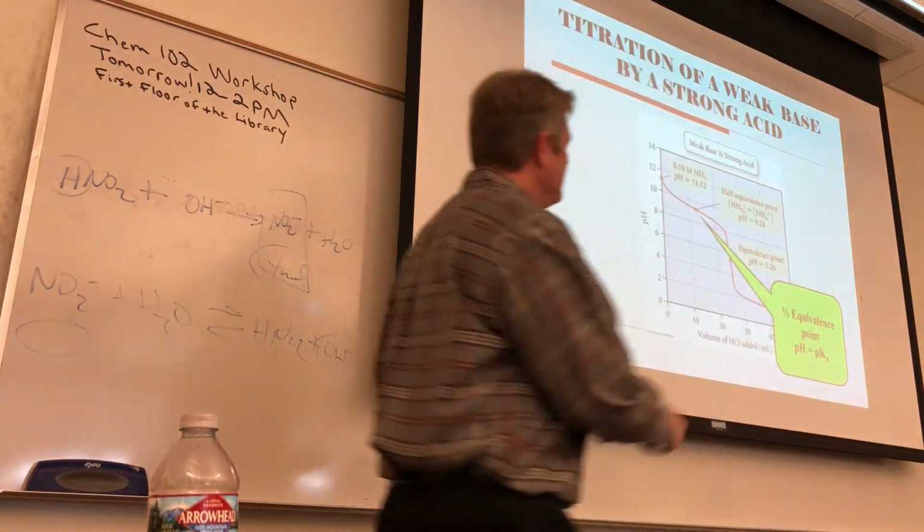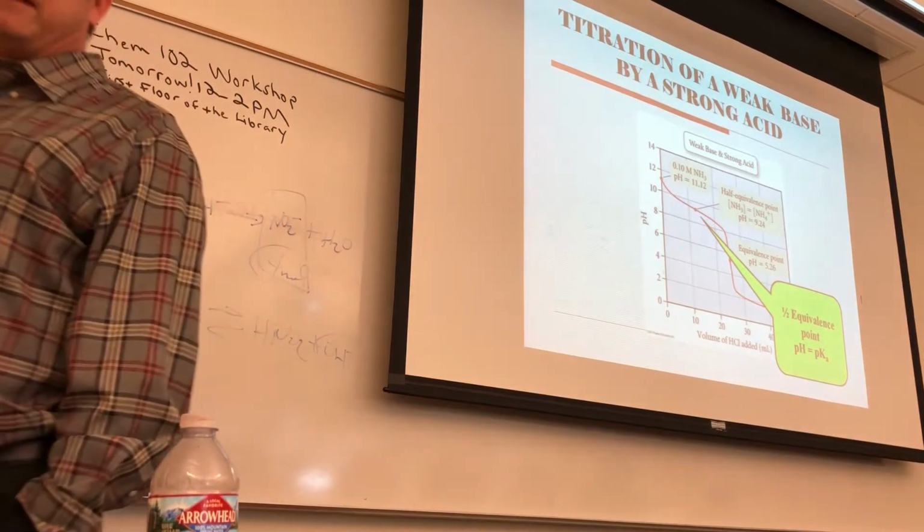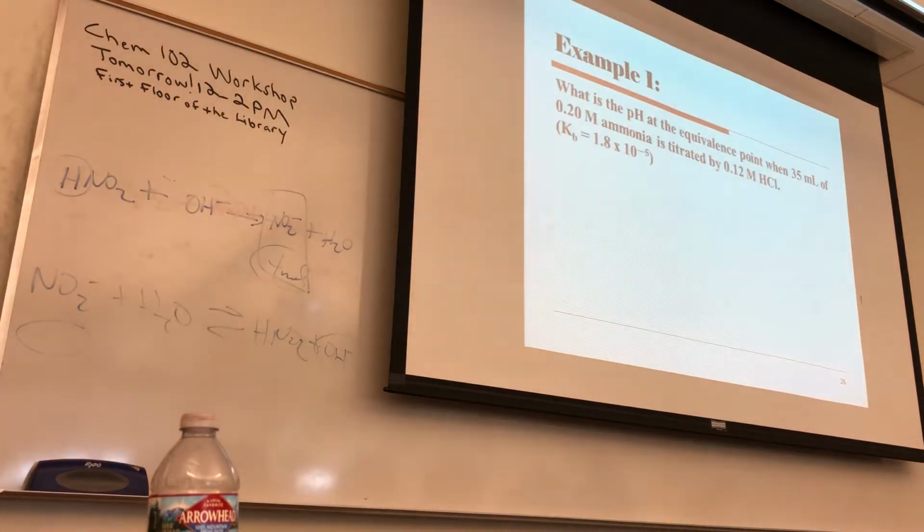I've already pointed out all the major things that you need to know. Okay, so here we're just doing the exact opposite of what we did, or the same thing, just we're now looking at the KB instead of the KA. Here at the equivalence point, I'm starting with ammonia, a weak base, and then I'm titrating with the strong acid. Okay, and we're gonna do the same thing, so this will give you a chance to go ahead and work on these problems at home.